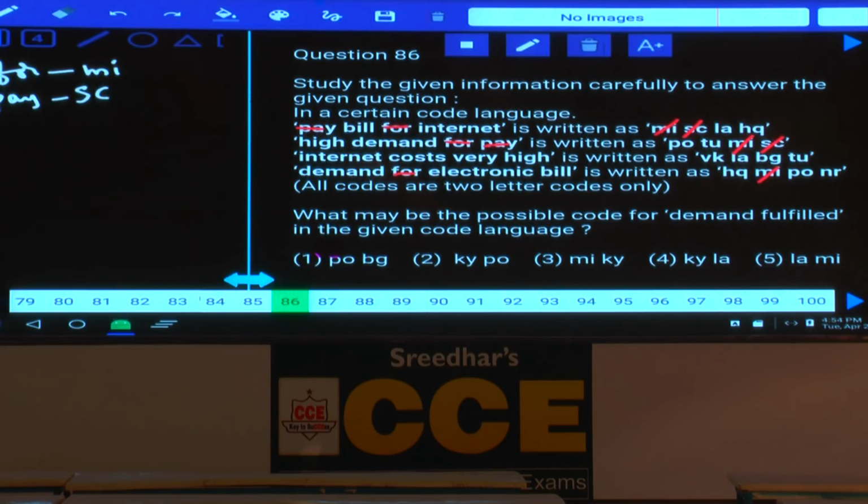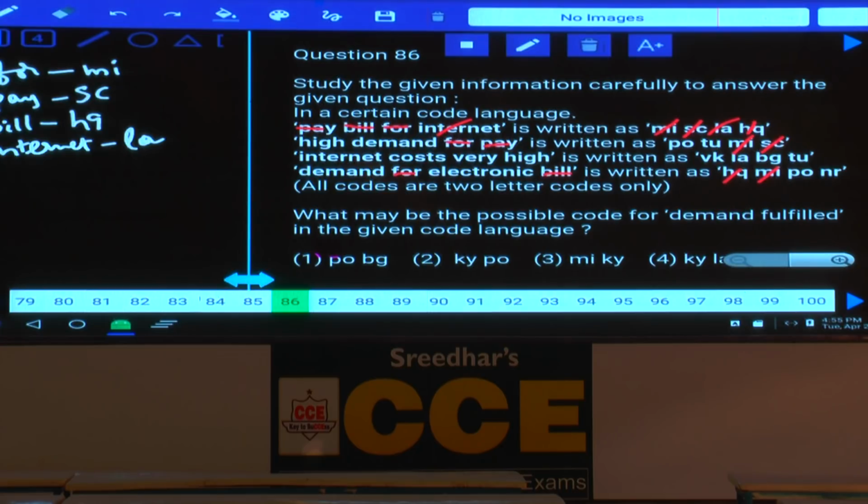Then compare the first and the third. Bill and internet, no word is repeated in the third statement. And the fourth one, bill and internet, bill is the word which is common here. As bill is common, tell me what is the code which is common here? LAHQ, HQ is common. And the code to the word bill is HQ. Done with this? Then in the first sentence, what is the word left over? Internet. And what is the code left over? The code left over to this word internet is LA.